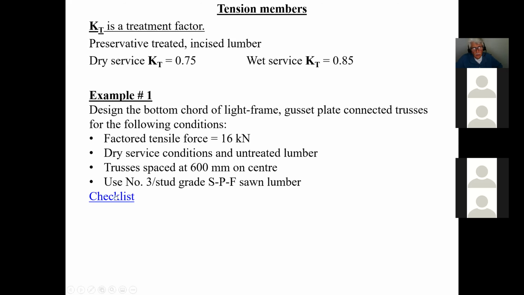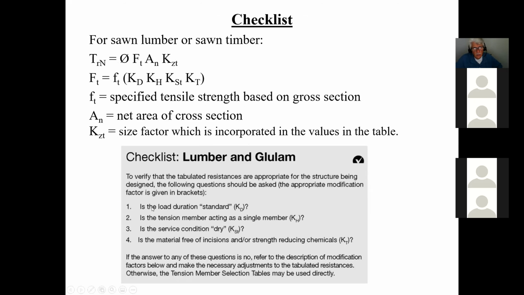So now we go to the checklist and we'll ask ourselves, is load duration standard? Yes. Is a tension member acting as a single member? No, because we have at least 3 trusses on the roof. So the answer is no, okay? Is the service condition dry? Yes. Is it material free? Yes. So therefore we have 1 no here, okay?